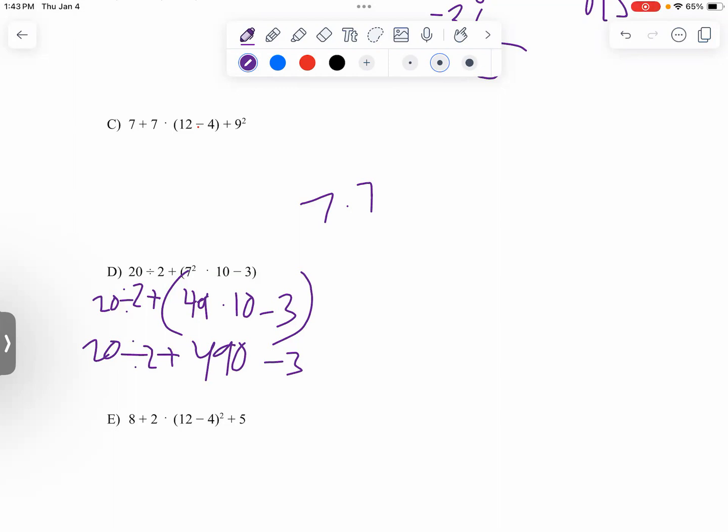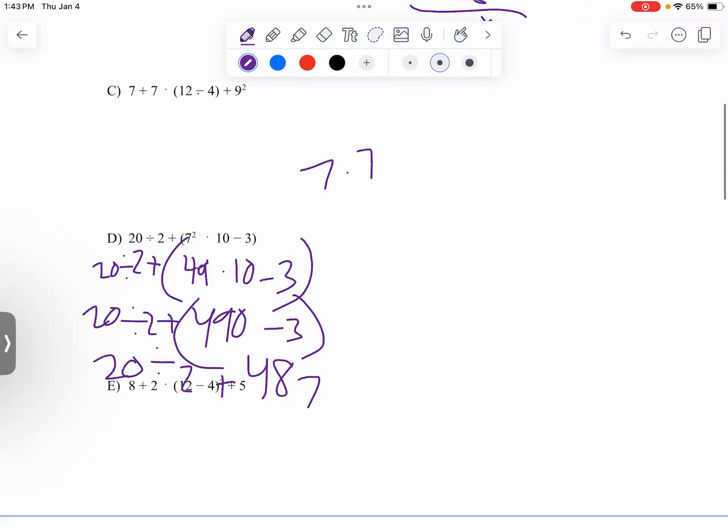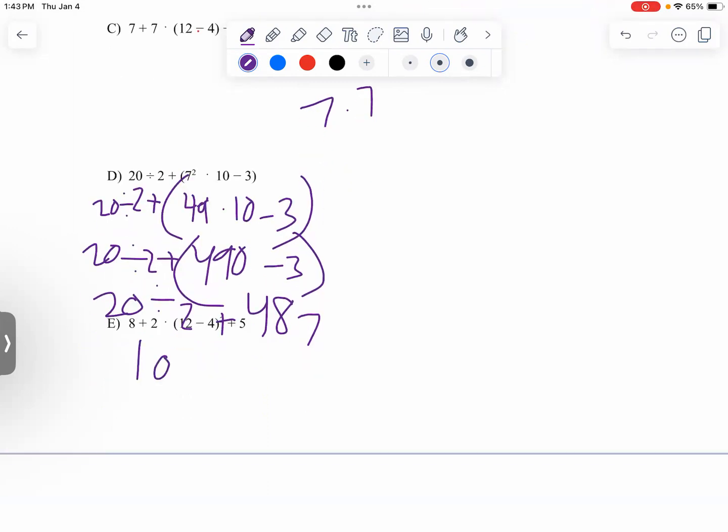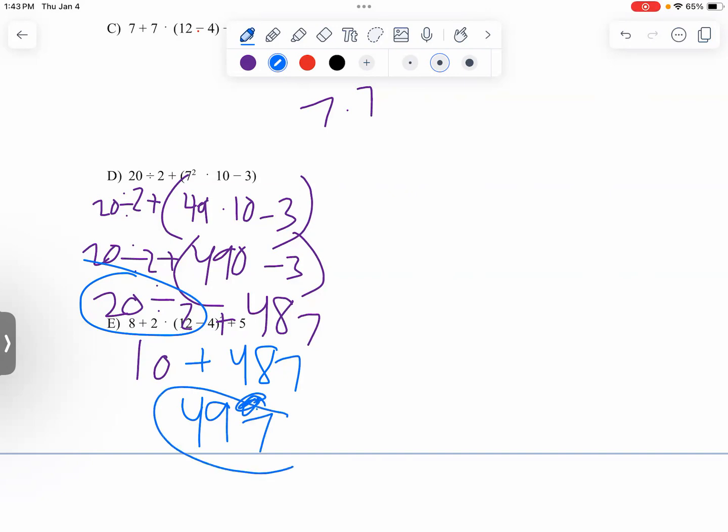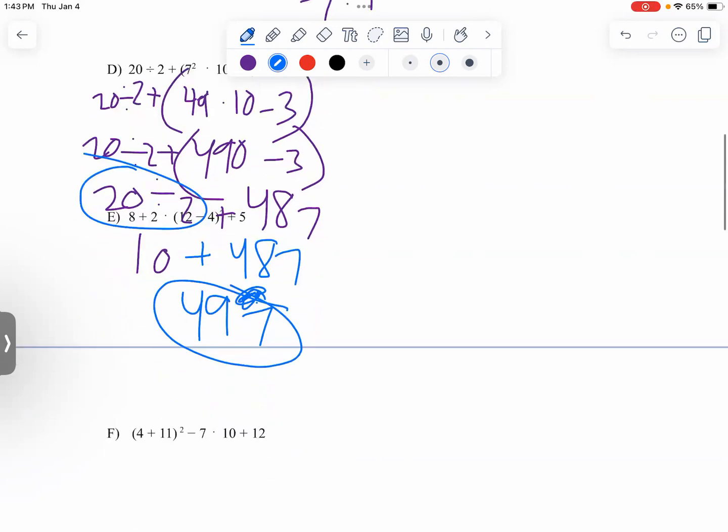All right, now, oh, sorry, that's still in parentheses. So that needs to come first. That's 487. So 20 divided by 2 plus 487. 20 divided by 2 is 10. All right, so the division needs to come next. Plus 487 equals 497. All right, so that's D.